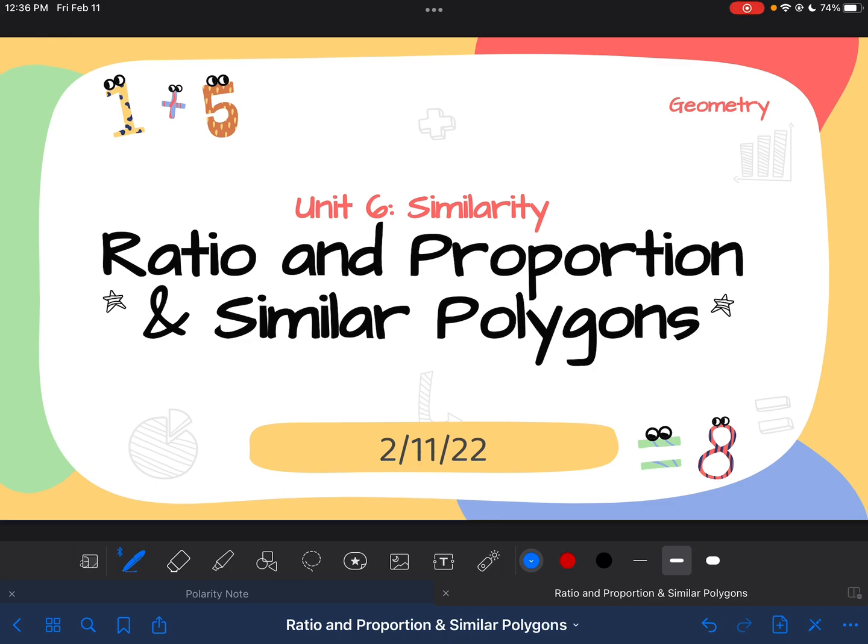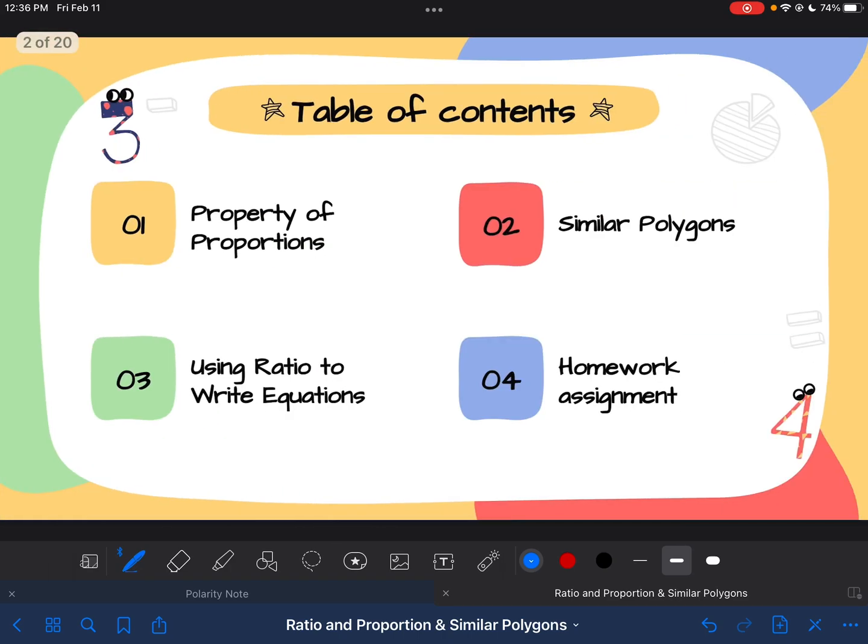So, here we go. There are a couple topics that I do want to talk about, which are property of proportion, similar polygons, using ratio to write equations, and then there's going to be a homework assignment which is located in Schoology. So make sure to do those assignments. And if you guys can do it online, type the answers and send it through email or give me a hard copy. Either one's totally fine.